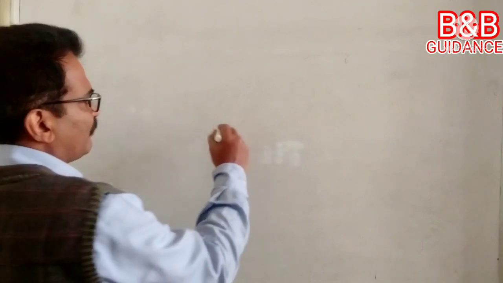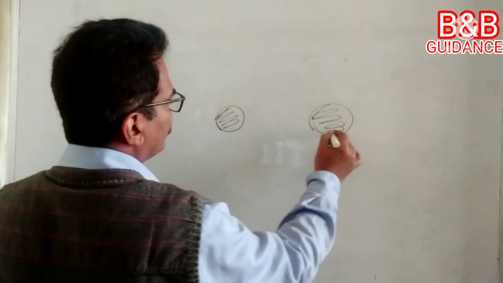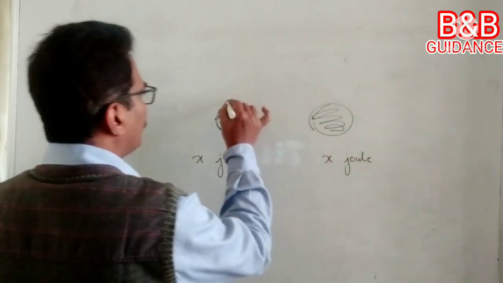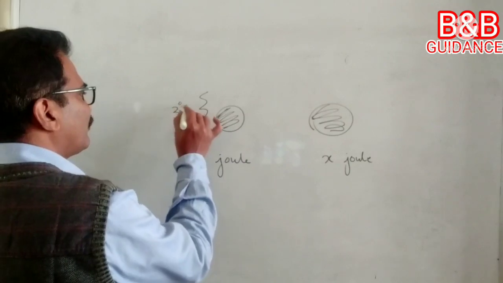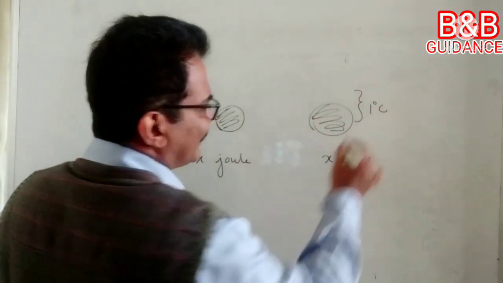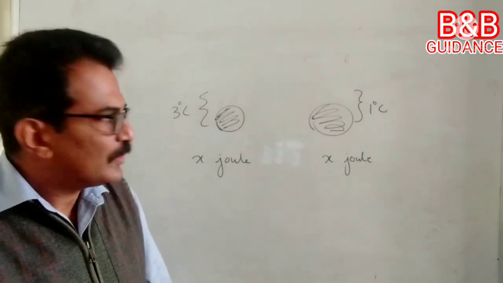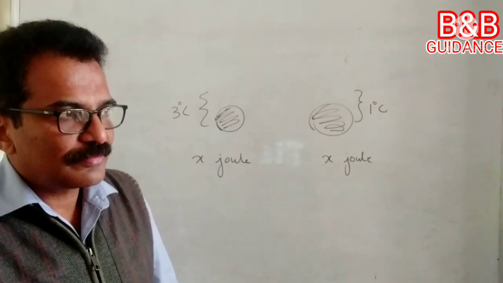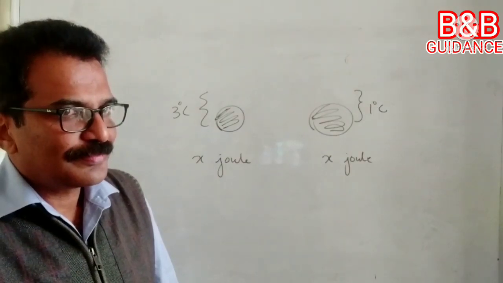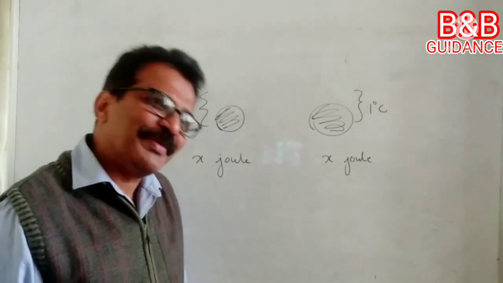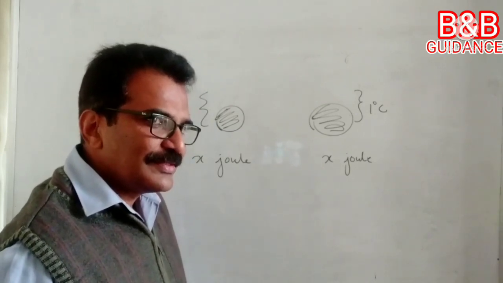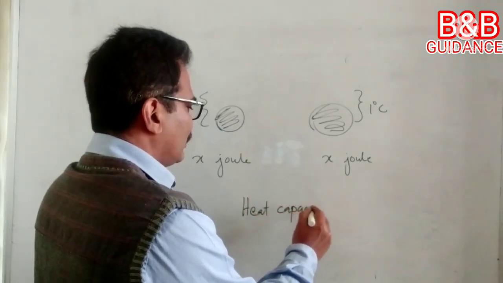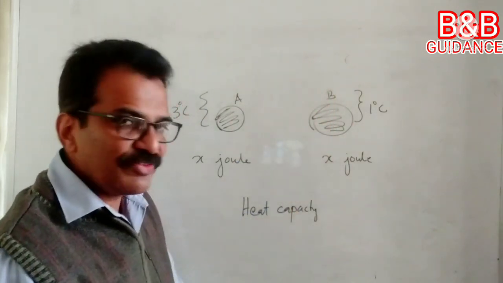That's all. So here one substance is there, another substance is here. Here X joule of heat energy is applied. Here X joule of heat energy is applied. Its temperature increases by 3 degrees Celsius. Its temperature increases by 1 degree Celsius. Which is having more heat capacity? Mass may be same, may not be same, I don't know. Heat capacity of A, heat capacity of B, which is greater?